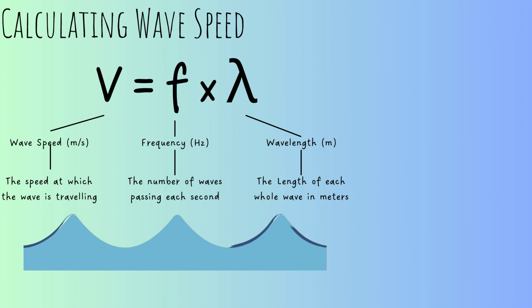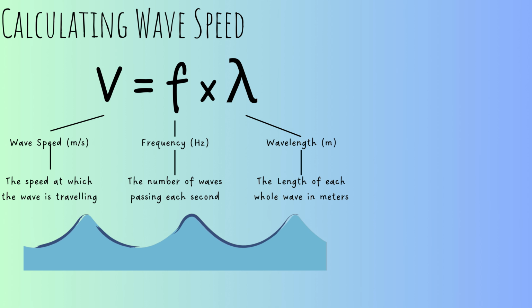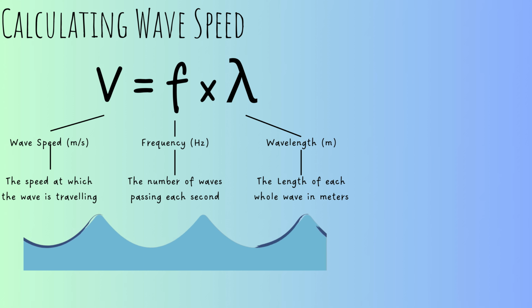For the sake of reference, some wavelengths are huge and can be meters long. Others are incredibly short and measured on a tiny scale, such as nanometers.